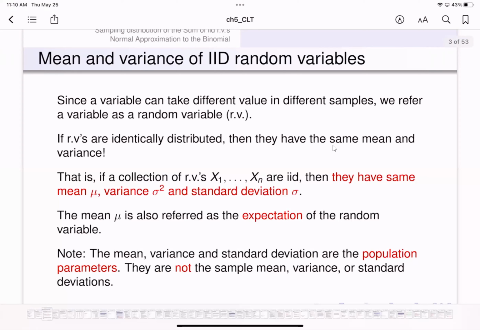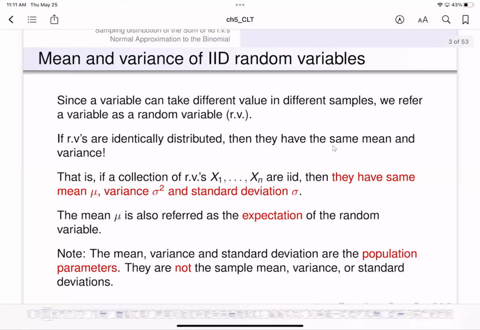We will use the expectation or the mean interchangeably, but expected value simply is referring to the long-term average of possible values weighted by their probability. The mean, variance, and standard deviation are all population parameters that are inherent with the population distribution.